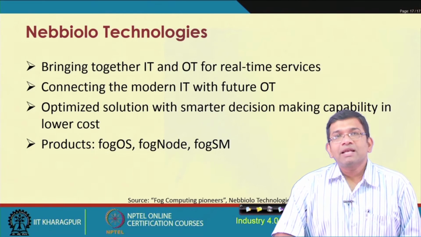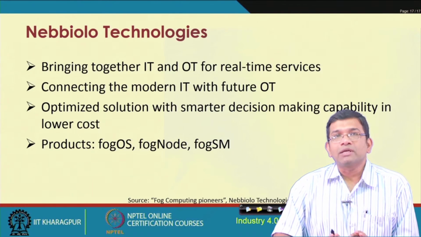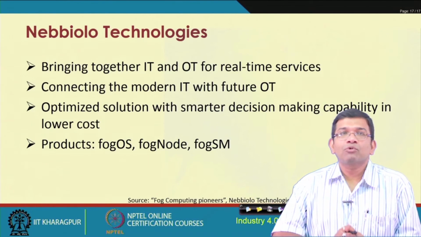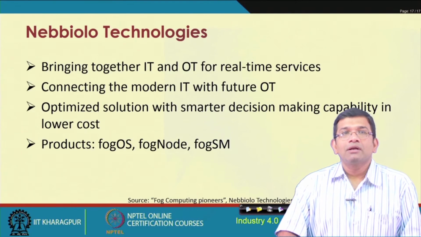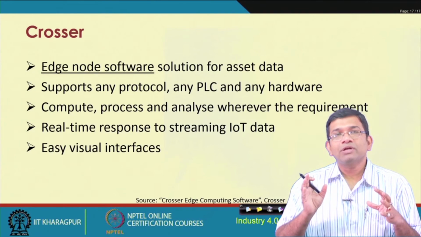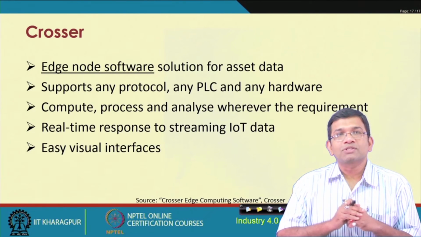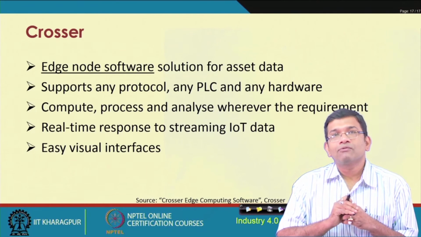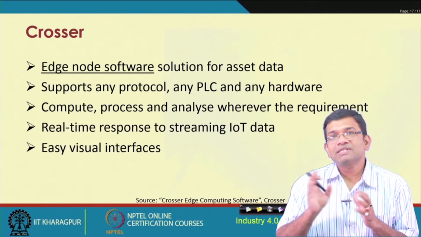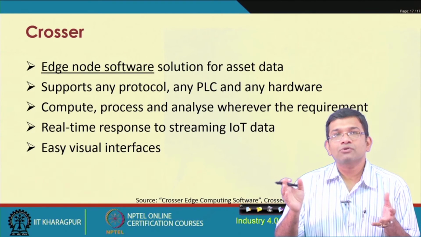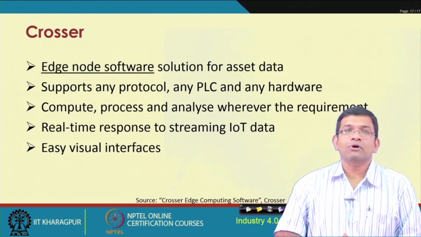Nebbiolo basically helps in the integration of IT and OT, and the integration of all these different components is done with the help of Nebbiolo. They have different products, Fog OS, Fog Node, Fog SM and so on. So, this connection between IT and OT is possible with the help of this technology. Crosser is an edge node software solution for asset data. It basically runs on different machines, PLCs, end devices, computer hardware and so on, and supports varied types of protocols.